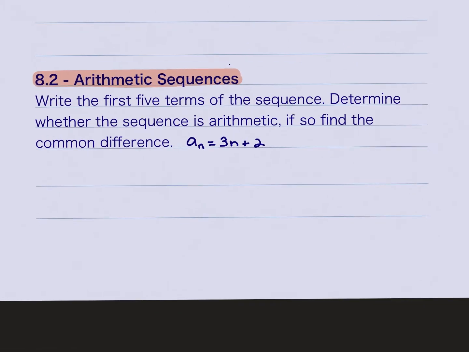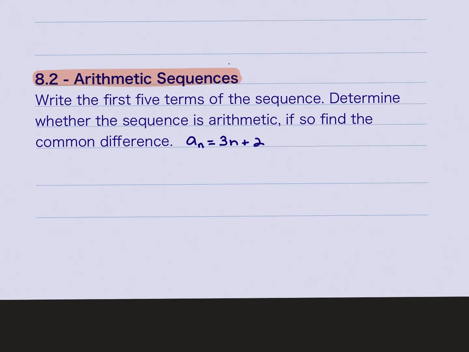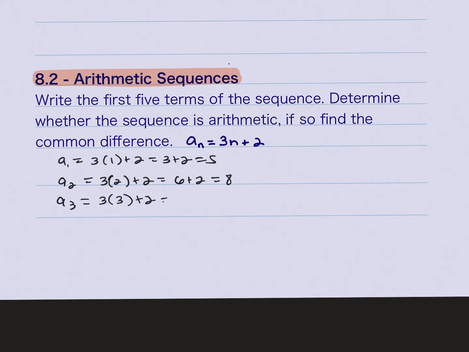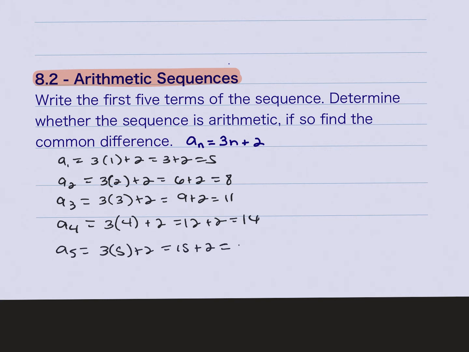All right, then came arithmetic sequences. These are the ones in which you're adding or subtracting the same thing each time. So this one just says write the first 5 terms of the sequence, determine whether it's arithmetic, and if so, find the common difference. So if I plug in 1, I'd get 3 times 1 plus 2, 3 plus 2, which is 5. I plug in 2, 3 times 2 plus 2, 6 plus 2, which is 8. I plug in 3, 3 times 3 plus 2, 9 plus 2 is 11. I plug in 4, 3 times 4 plus 2, 12 plus 2, 14. And the last one, A5, 3 times 5 plus 2, 15 plus 2, which is 17.